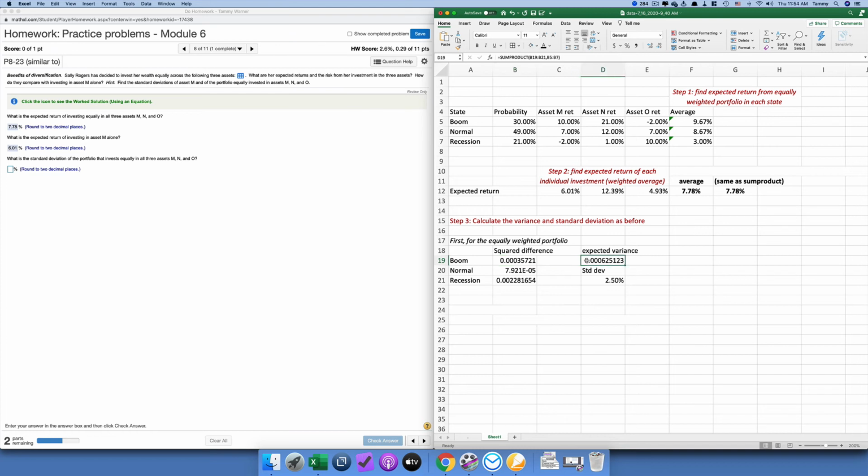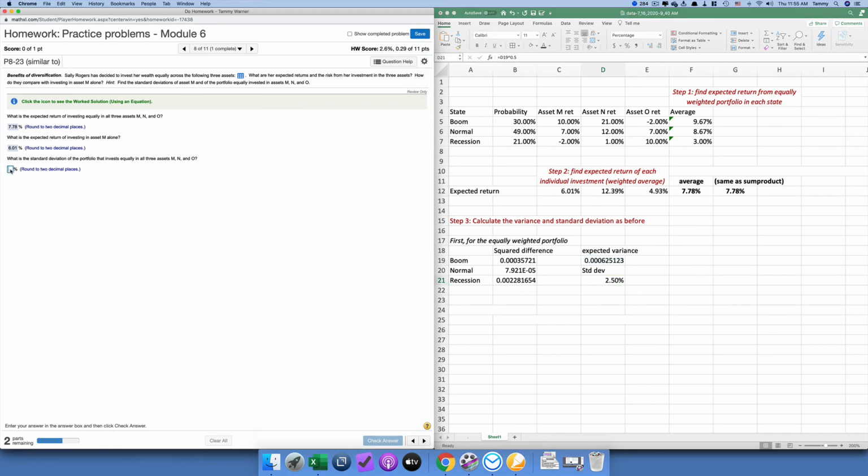If we do our weighted variance, just as we did in the last problem, where we take the probabilities of each state, multiply it by the squared difference, that'll give us our variance. And if we take the square root of the variance by raising it to a half power, that'll give us our standard deviation of 2.5, which we like, right? Great, that one's right too.